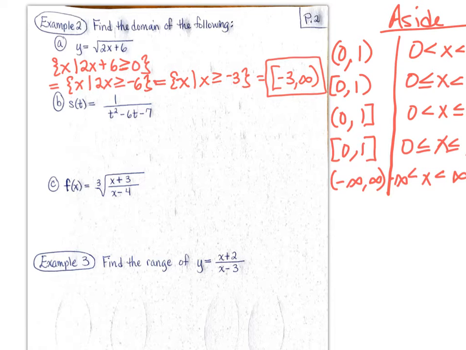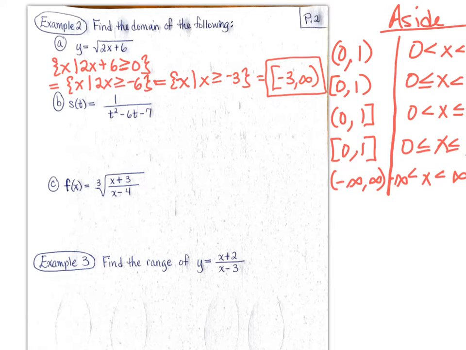Let's look at part B. Part B says S of t is equal to 1 divided by t squared minus 6t minus 7. Now, let me ask you a question. If you have a fraction, what can't you divide by? 0. You cannot divide by 0. Good. So if we're finding the domain of this specific function, we need to find out where the denominator is equal to 0 and exclude those numbers.